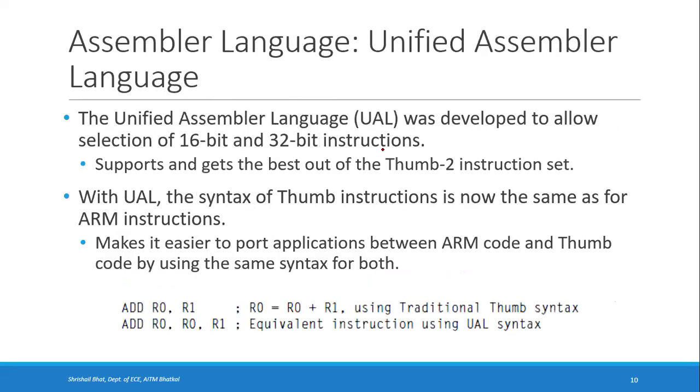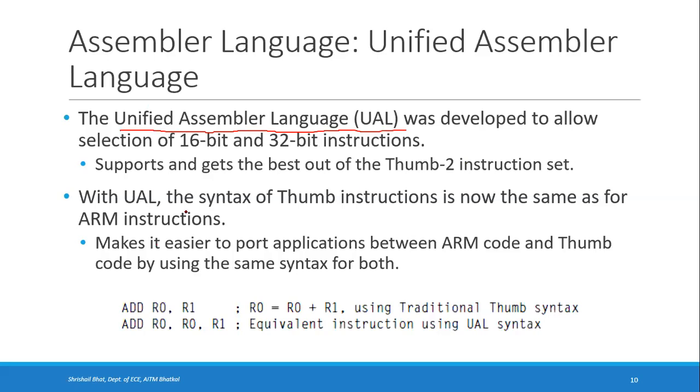One more concept in this assembler language of ARM processor is the concept of unified assembler language. Unified assembler language means we are going to use a combination of 16-bit and 32-bit instructions. We have studied this in the first module itself. Then in ARM, we are using the Thumb-2 instruction set. Thumb-2 instruction set, in the sense it is a combination of both 16-bit Thumb instructions and certain 32-bit ARM instructions, right? So with this, it gets the best out of the Thumb-2 instruction set.